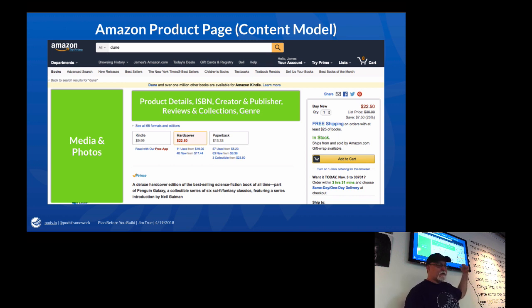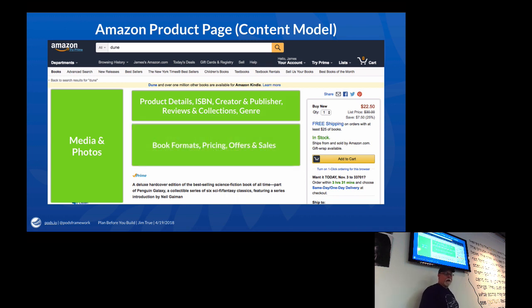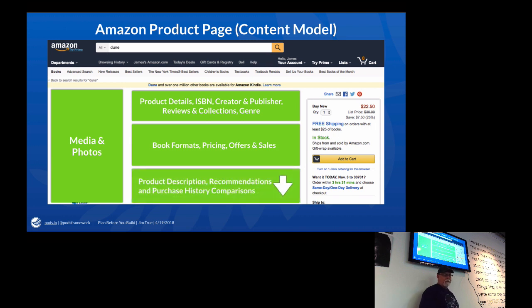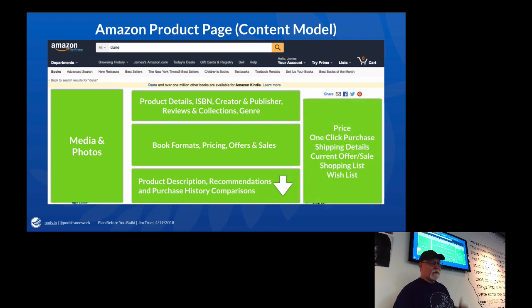It also has, obviously, the ISBN, who the creator is, any reviews and collections, genre. We have our book format, pricing, offers, and sales. Down below, we have the product description, all the recommendations, all the purchase history comparisons. And then, of course, the price, the one-click purchase, really big selling points, the shopping list and the wish list there, because those are things that get you to remember the things you want to buy. And this is just an e-commerce site as an example.